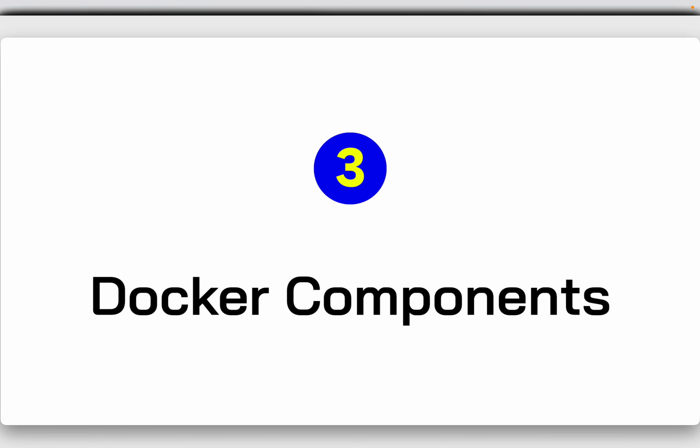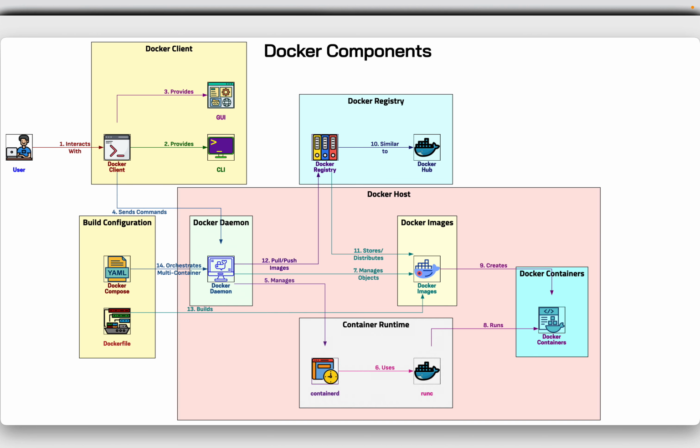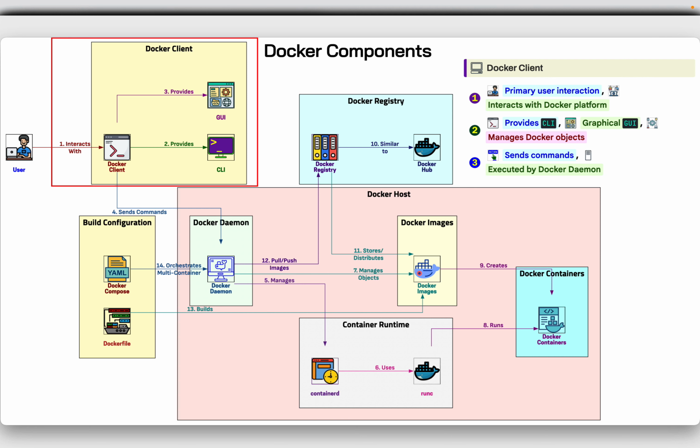Third topic is Docker components. So first one is Docker client. The Docker client is the primary way users interact with the Docker platform. The Docker client provides a command line interface, CLI, or graphical user interface like Docker Desktop to manage Docker objects. The Docker client sends commands to the Docker daemon, which is responsible for executing them.